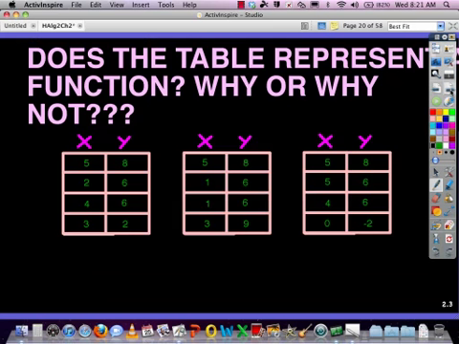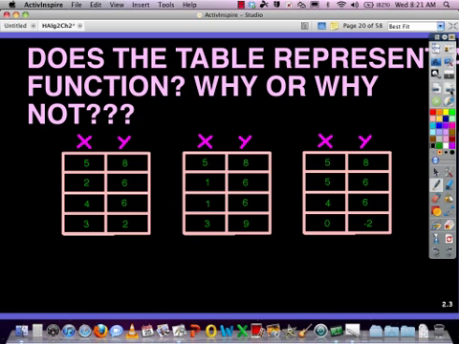Okay, so now we get to charts or tables, which are really X and Y ordered pairs, just written in a different way. So this one says, does the table represent a function? Why or why not? You're going to look at the values one at a time and decide whether they are functions or not. Again, this will be something we talk about more in class, but based on what you know already, you should be thinking about that definition of a function.